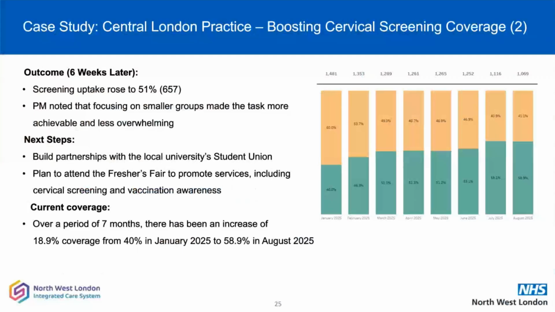And then fast forward 7 months, when we look into August, the overall coverage increased by nearly 19%. So if we remember, it was 40% back in February, and then in August, it increased to 59%. So that's an increase of 19% over 7 months, just by focusing on specific cohorts and also more manageable actions. So you're not becoming overwhelmed.